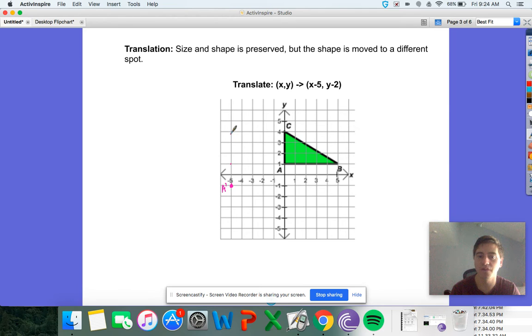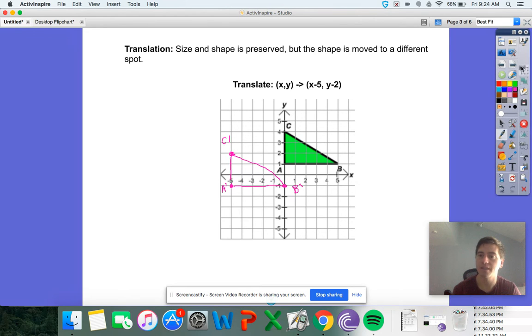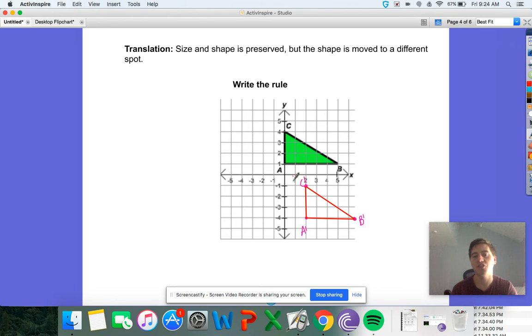C is going to move left 5 and down 2. And B is going to move left 5 and down 2. There's your new image after the translation. There you go. It's just a movement. This one says write the rule for this translation.